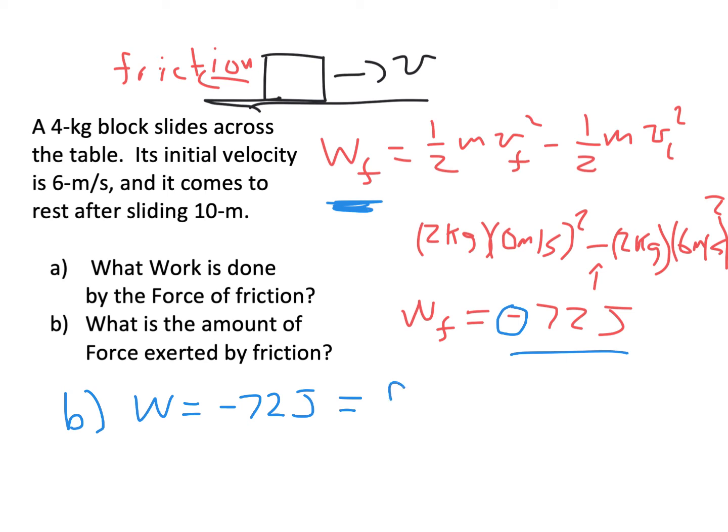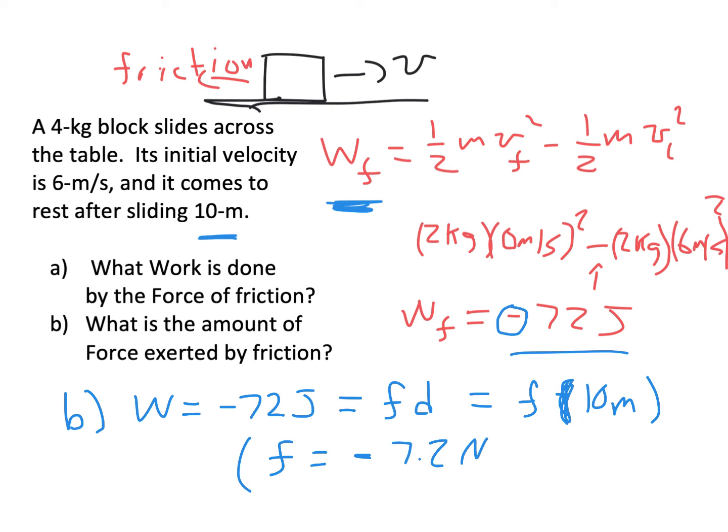That's got to be equal to the force times the distance, and we're given that the distance is 10, so that's equal to the force times 10 meters. And when we divide negative 72 by 10, we can solve for the force, and we get negative 7.2 newtons. Because a joule is a newton times a meter, you divide by meters, you're left with newtons. And again, we have a negative force.